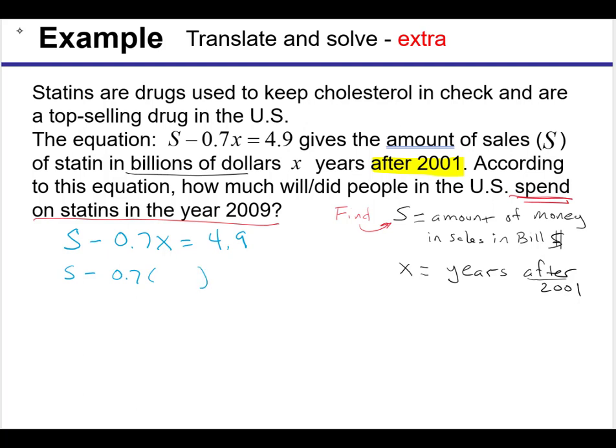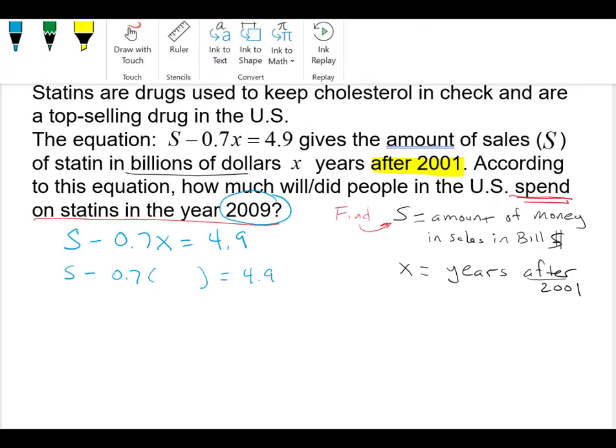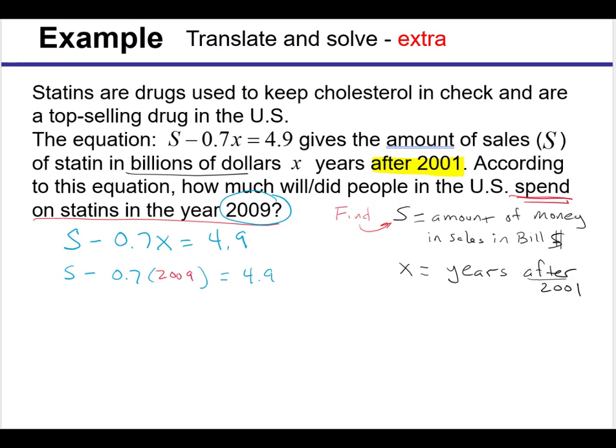Now, X is the year, right? So I'm going to plug in the year. And it says the year is 2009. So, do I plug in the year 2009? Now think about that. Pause for a second. Maybe pause the video and think about, is that good? Did I plug in the right year?